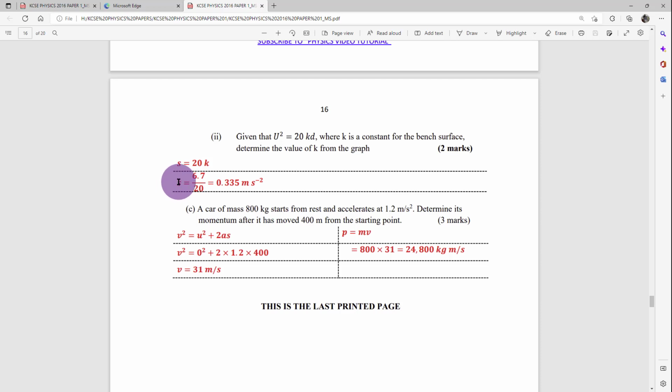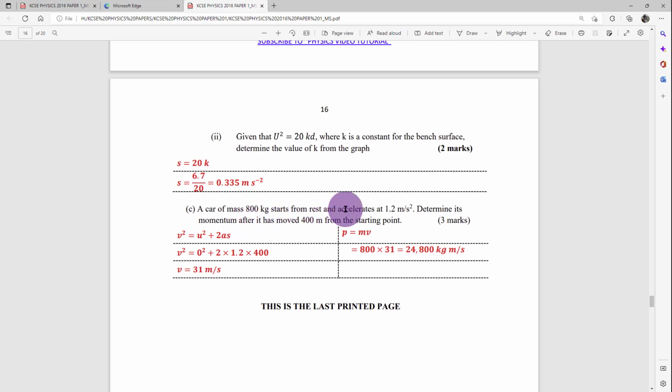This one here, it's not s, because when we substitute the value of the slope as 6.7 is equal to 20k, then k is going to be equal to 6.7 divided by 20. So this is k, which I got as 0.335, again meters per second squared, because this 20 is just a number. So the units of k will be equal to the units of the slope, which is of course the units of acceleration. And the last part here is about a car of mass 800 kg.